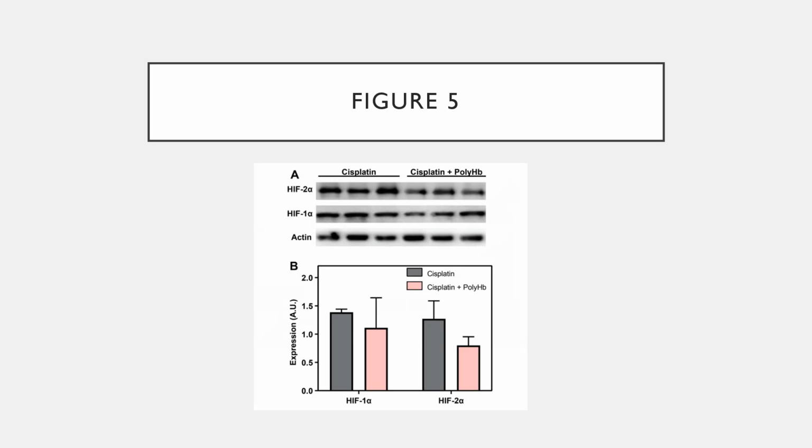In this figure, we can see the average intensity of the hypoxia-inducible factor 1 alpha and the hypoxia-inducible factor 2 alpha bands for the experimental groups. So there were no real significant differences, and there's definitely a decrease in the amount of hypoxia-inducible factors expressed, which was due to the presence of the polymerized hemoglobin. So it shows that it's working.